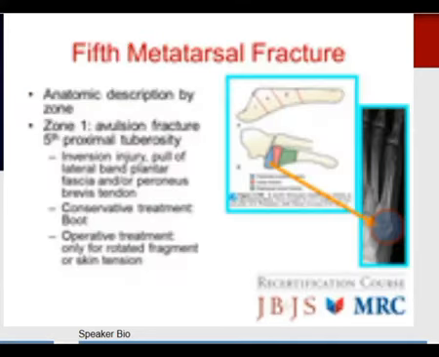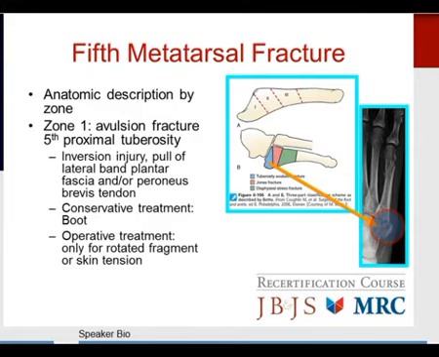Final topic in the forefoot is fifth metatarsal fractures. We know, in fact, there's an anatomic description by zone where these fractures occur. Zone 1 fractures are avulsion fractures, and those occur from some type of tension that is applied to the fifth metatarsal base. It's not normally the peroneus brevis tendon that causes that avulsion. Instead, it's the lateral band of the plantar fascia that pulls that piece of bone off and creates the subsequent deficit. These are normally treated conservatively in a boot, but occasionally they require operative treatment, but only for a rotated fragment. In my 20 years of orthopedic practice, I've probably operated on 4 or 5 of these only. So it's extremely rare, and for certain circumstances, that those require surgery.